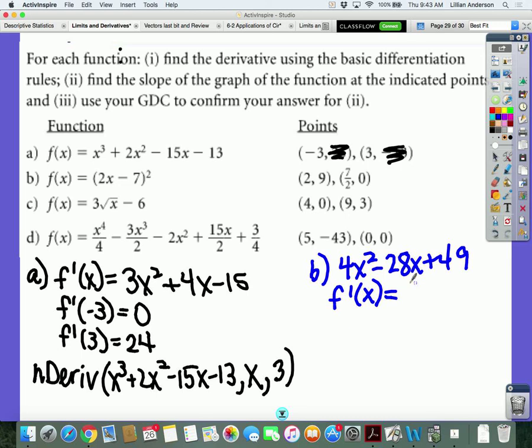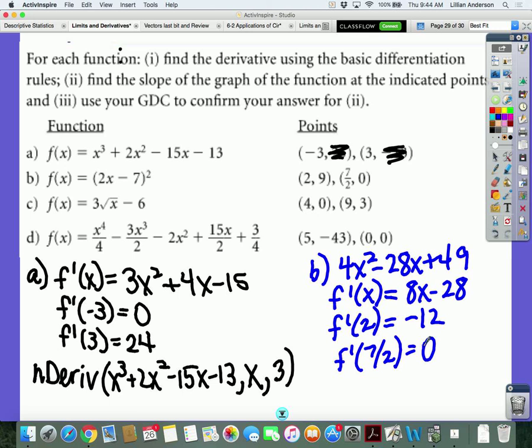So your derivative should have been 8x minus 28, yes? Yeah. So then when you plugged in 2, what value did you get? Negative 12. And when you plug in 7 halves, what'd you get? 0. Good stuff. Now, if the slope is 0, okay?